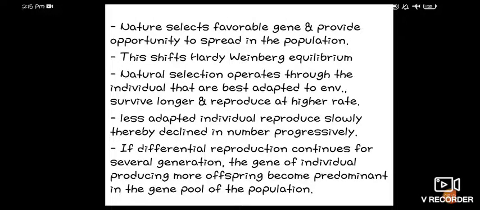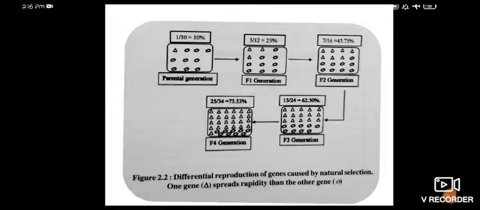Now, if a particular selective gene continues in a population from generation to generation, it will lead to offspring having the same dominant characters in the next generations, and this leads to one kind of dominant gene pool within the population. This process will totally disturb the Hardy-Weinberg equilibrium, which we can see from this diagram.